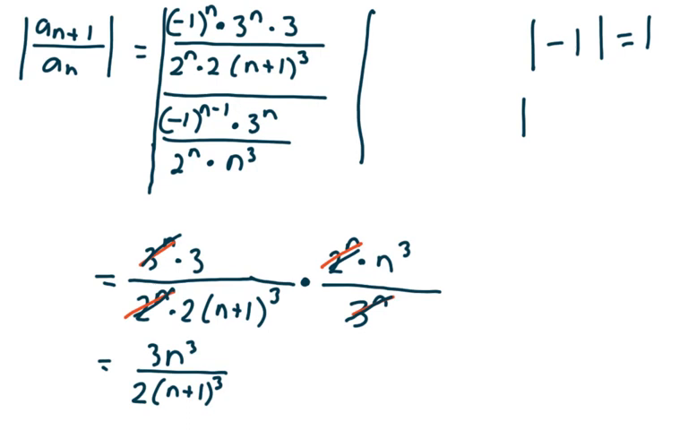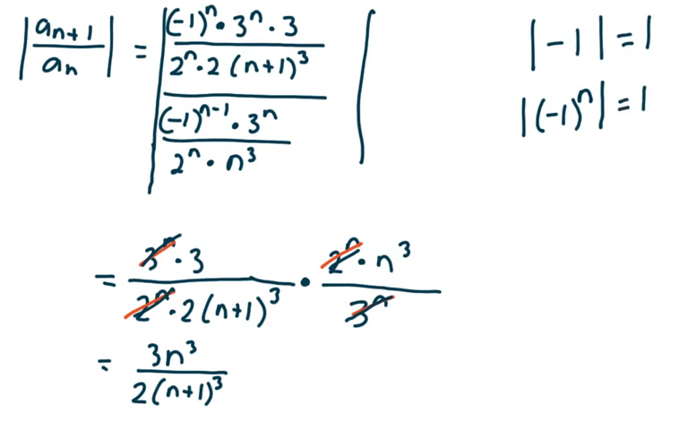Remember that the absolute value of negative 1 is 1. The absolute value of negative 1 to the nth power, right? So n could be 1, 2, 3, doesn't matter. This is also equal to 1.